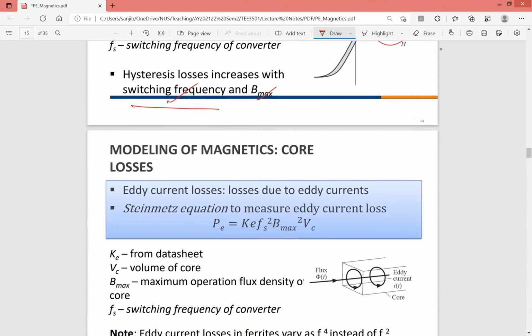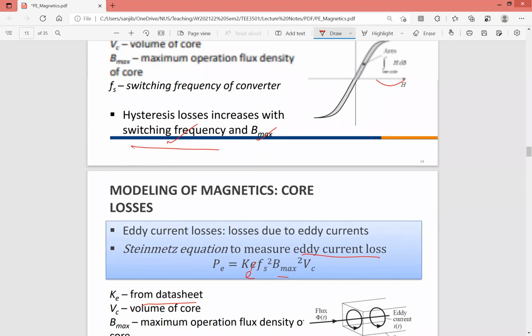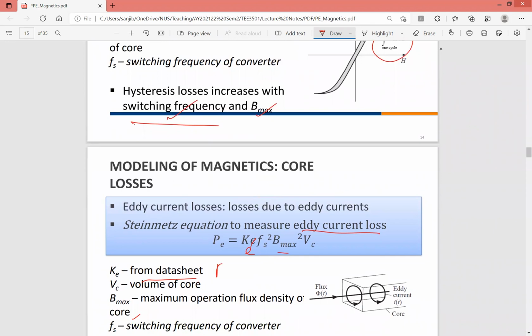Now the other loss, which is called the eddy current loss, is also given by the Steinmetz equation, which says it is Ke, where E is the subscript and Ke is the constant of eddy current loss. Eddy current loss is proportional to the square of the frequency and the square of the maximum B. If you compare these two equations, the hysteresis loss was Kh, some constant, times Fs times B max to a value alpha, which is not really 2 but less than 2, though normally greater than 1.